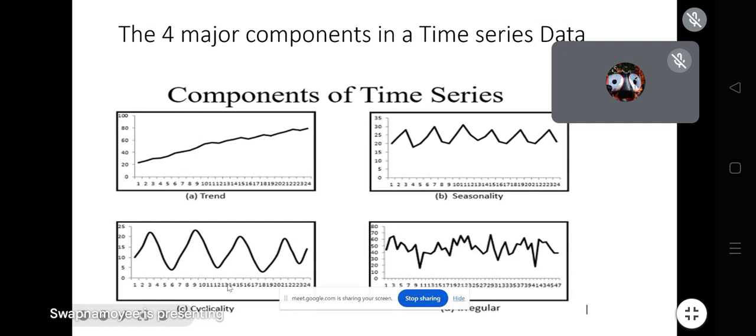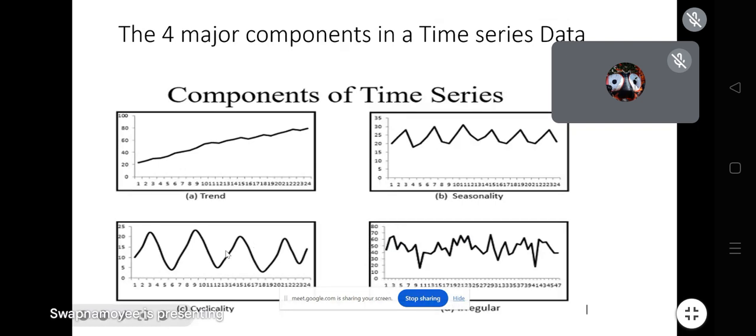Third is an example of a cyclical movement. You can completely make out the four components now with these diagrams. This is a cyclical movement. You can see the variation is different from your seasonal movement. Seasonal movement is within a year, within a period of 12 months.